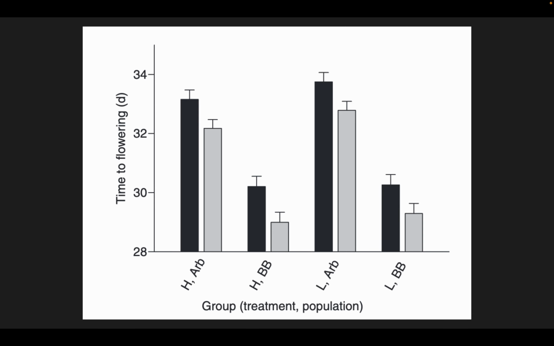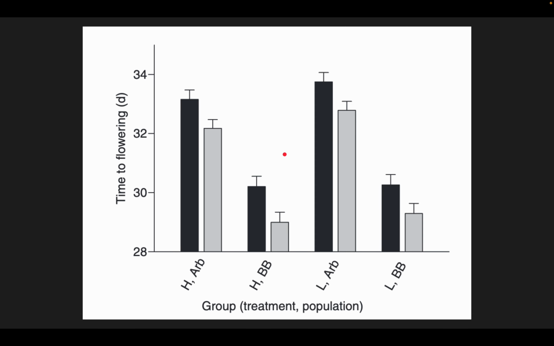I initially thought that plasticity was present in this figure because, as you see, in the high treatment plants, the flowering time is lower than the low treatment plants for both the arboretum and back bay, the wet and dry sites. So I thought there was a difference that was created in the plasticity.